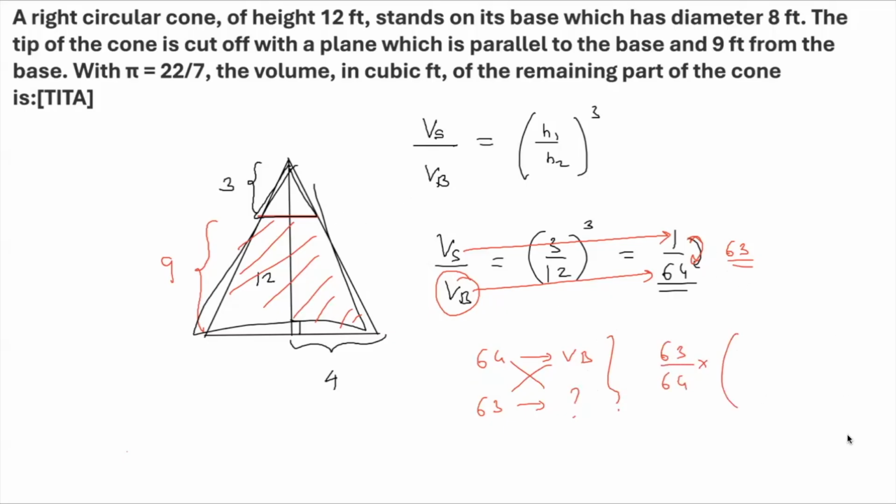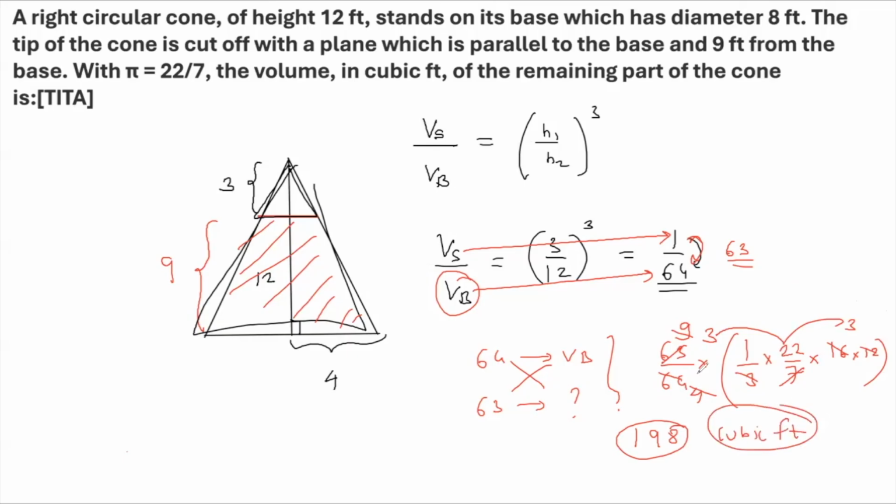The volume of the big cone, we can use the formula for this. 1 by 3 pi r square h, where pi is 22 upon 7, r is 4 so r square is 16, and h for the bigger cone is 12. And that's how we solve this. So 7 into 9 is 63. Further 3 ones are 3. Then 16 fours are 64. And 4 threes are 12. Finally, 3 into 22 into 9 is 6 into 22, which is 198 cubic feet. That's the answer to my question. The volume of the remaining portion is 198 cubic feet.